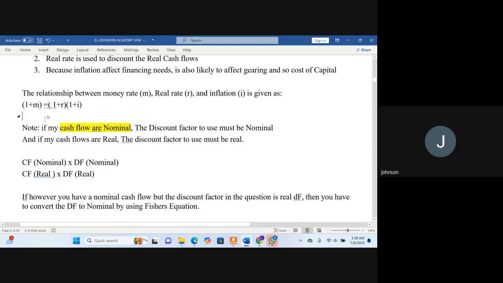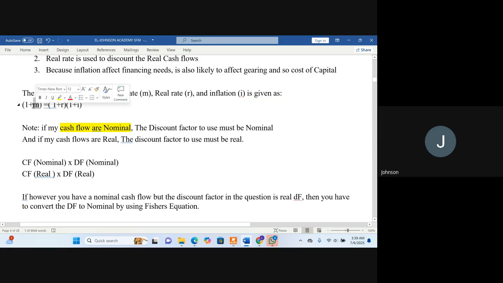This equation is saying, to get the money cost of capital, you say 1 plus M. Let's assume that we don't know what M is. Let's assume that in a question we are given the real cost of capital, and then we want to get the money cost of capital. We want to add inflation to the cost of capital.